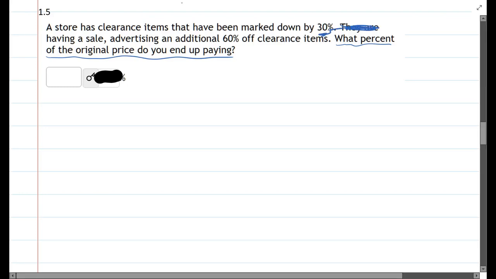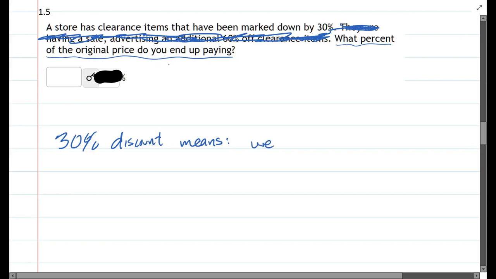I'm going to throw away the second part for a minute, and we're just going to focus on the first sentence here. The store's clearance items are marked down by 30%. So 30% discount, what that means, we pay the remaining 70%. We can do this subtraction in our head, but where did 70 come from?